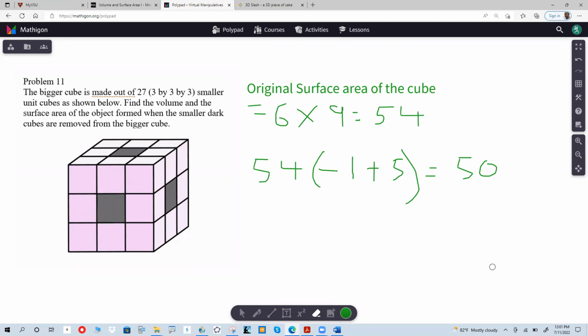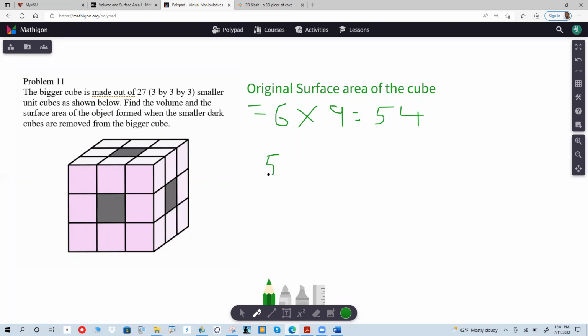Question. Go ahead, Brianna. How would it be 50 and not 58? You said it's 54 minus 1 plus 5 equals 50. You're right. Absolutely. My bad, guys. Thank you, Brianna. Okay. So let's do it nicely. 54 minus 1 plus 8. And if you do it correctly, like Brianna, not like me, you're going to get 58. Sorry about that. Yeah, very good.